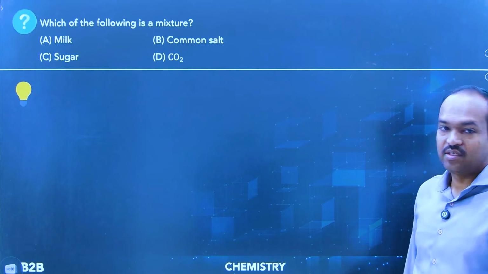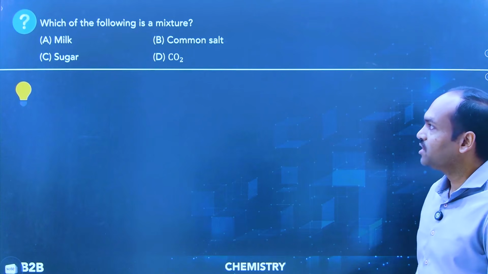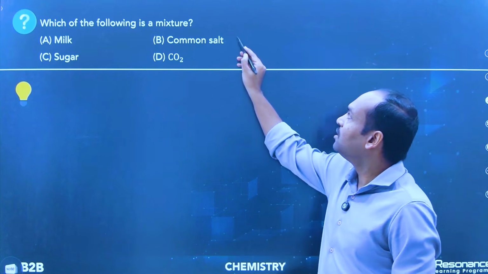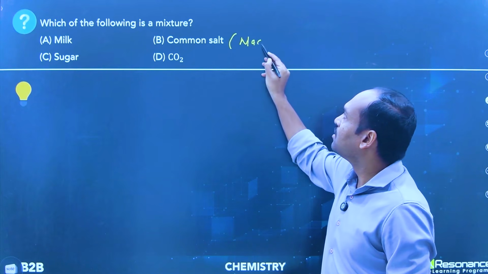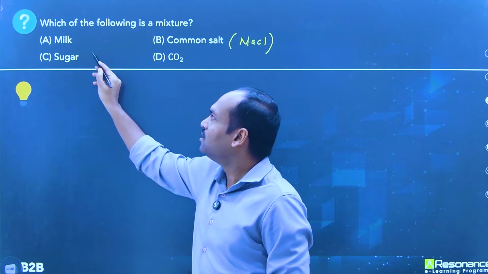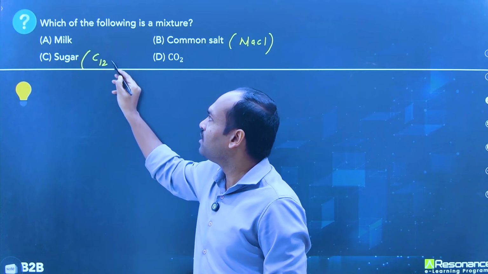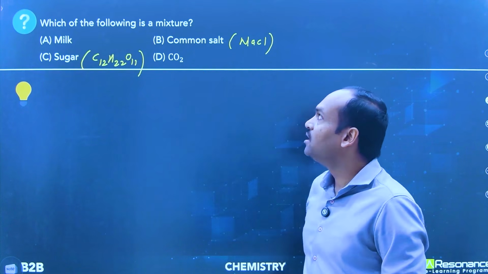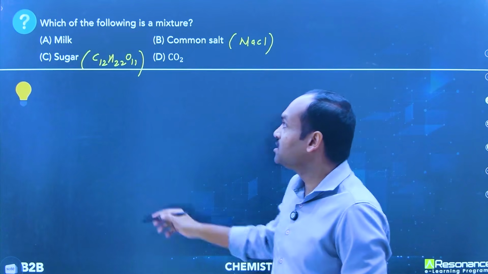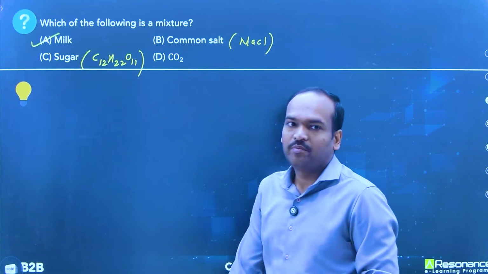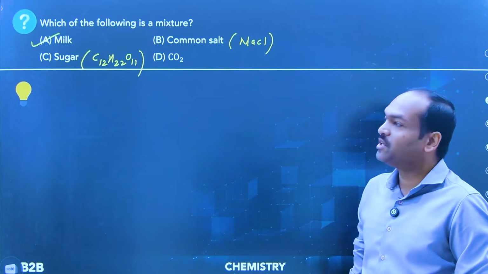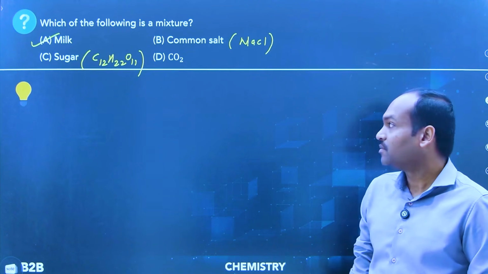Which of the following is a mixture? Milk, common salt, sugar, CO2. Common salt, NaCl. Okay. Sugar is C12H22O11, CO2 is carbon dioxide. They are the pure forms. The mixture is milk. Basically, milk is an emulsion. It's a colloidal solution. It comes under solution, which is a mixture. Okay. Next.